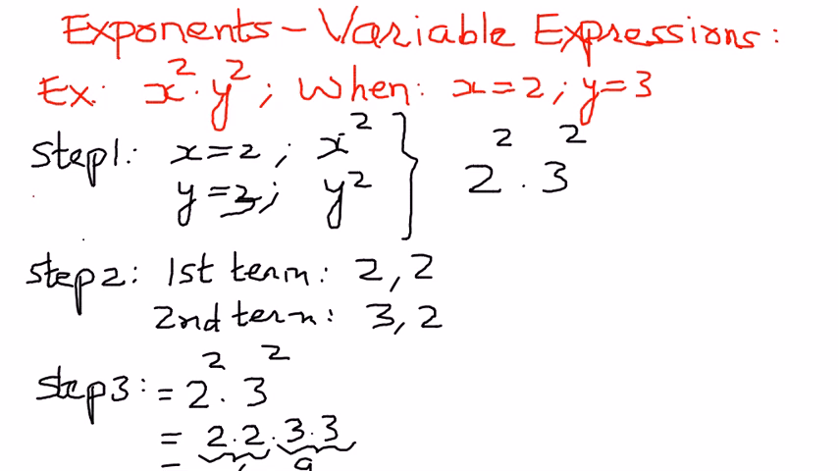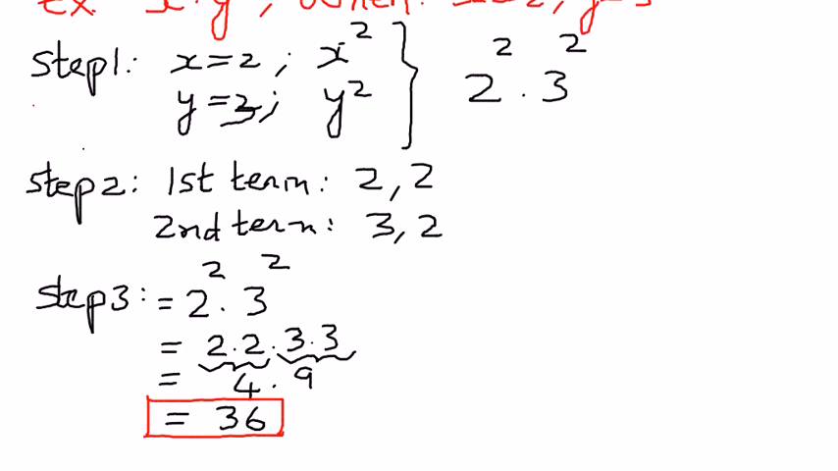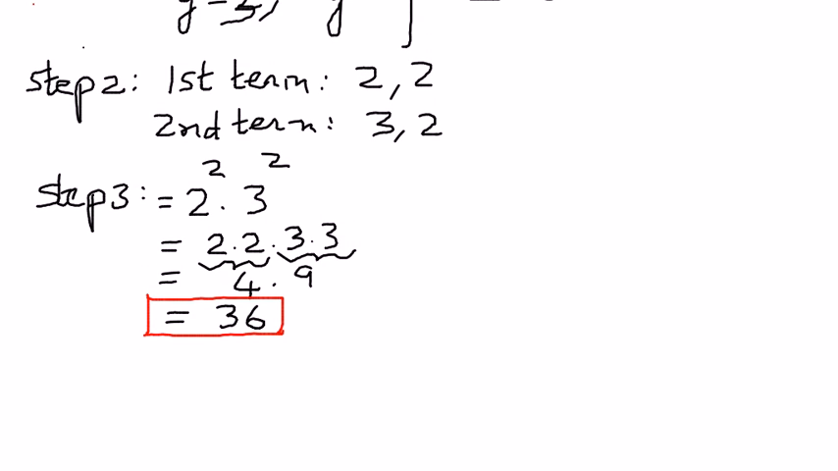The base term is 2 and the exponential term is 2 for the first term, and the base term is 3 and the exponential term is 2 for the second term. So we recognize the base terms, we recognize the exponential terms. In step number 3, we then applied the concept. The concept is that the number of times the base is repeated is given to us by the exponential term in the power, and therefore we're going to expand it out. 2 times 2 is equal to 4, 3 times 3 is equal to 9, therefore 4 times 9 is equal to 36, and therefore that is where we're going to leave it.